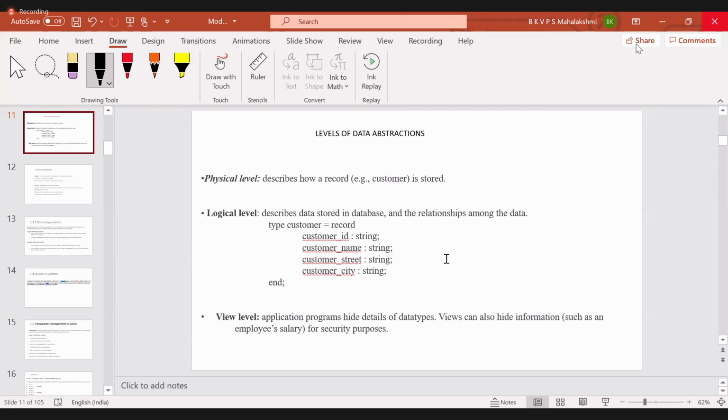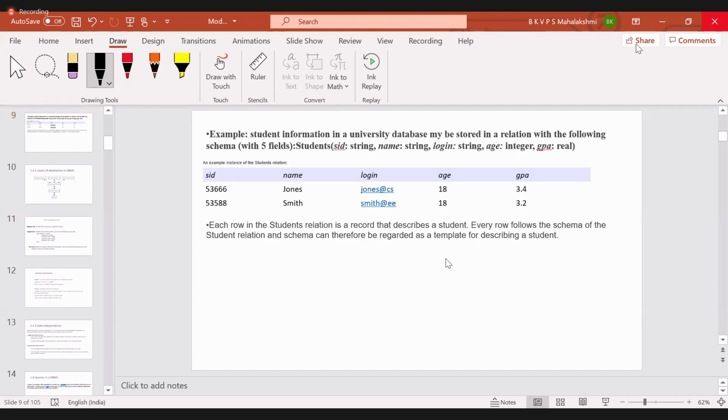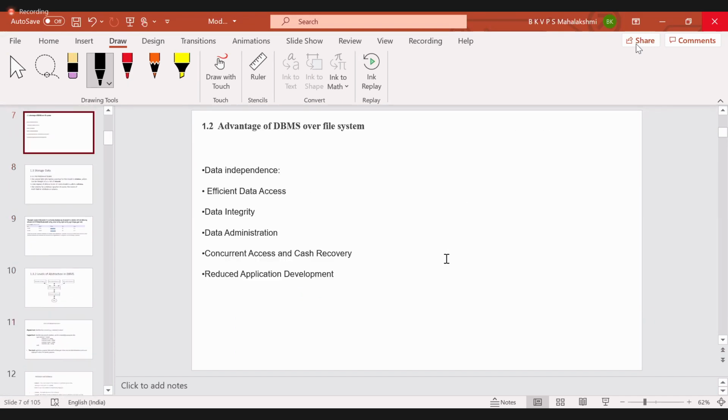Select is nothing but to display the data that already exists in the table. So these are the advantages of DBMS over file systems.